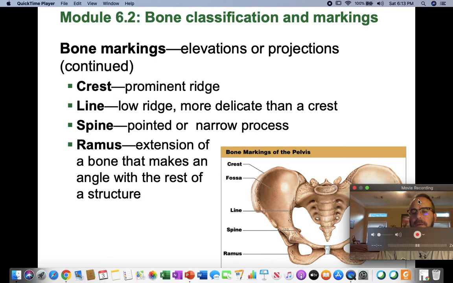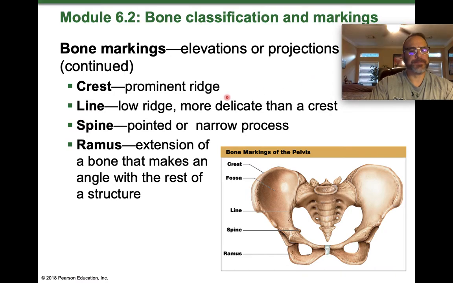Okay, let's talk about more bony markings. A crest is a prominent ridge. So up here, this is called the crest of the pelvis. And then we have a line, and a line is a low ridge that is more delicate than a crest. So here is a line of the pelvis. A spine is a pointed or narrow process, and this little thing here is the spine that is found on the pelvis. And then a ramus is an extension of a bone that makes an angle with the rest of the structure. So this is considered the ramus.